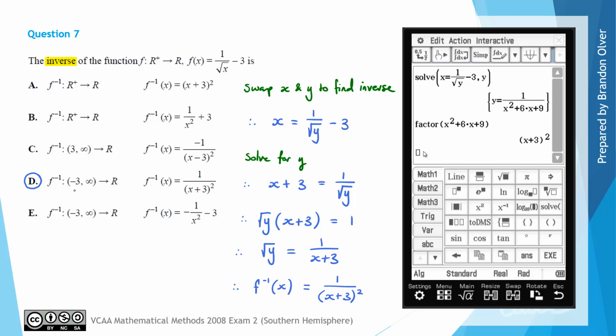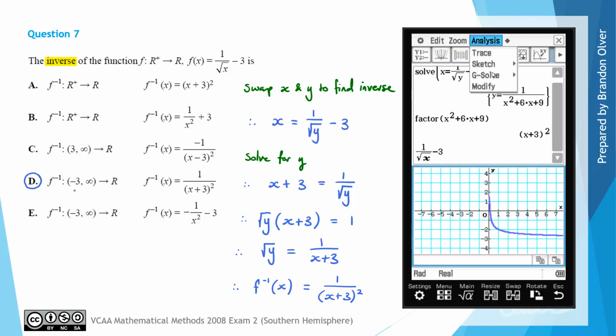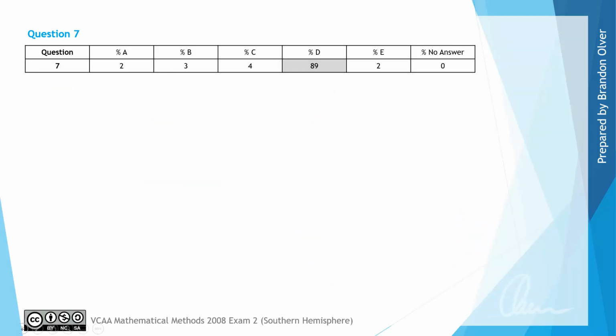Another thing our calculator could do for us is, if we go back and put it in as the original rule, so if I drag this down and replace that y with x, and we sketch this, that would give us a look at the original graph. Then going Analysis, Sketch, Inverse would draw the inverse graph on there for us. That gives us an indication that the domain of the inverse is going to be from -3 to infinity, which matches option D. And from the examiner's report, we can see that this question was really quite well done, with 89% of students getting the correct answer.